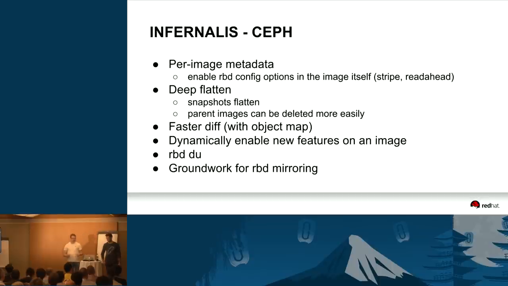Another new feature in Infernalis is enabling these new features from Hammer, like object map, deep flattening, or exclusive lock, on existing images. So you can take your pre-existing images that you've been using with OpenStack, and you can add all these new features to them, not while they're actually in use, but at least without having to copy all the data.